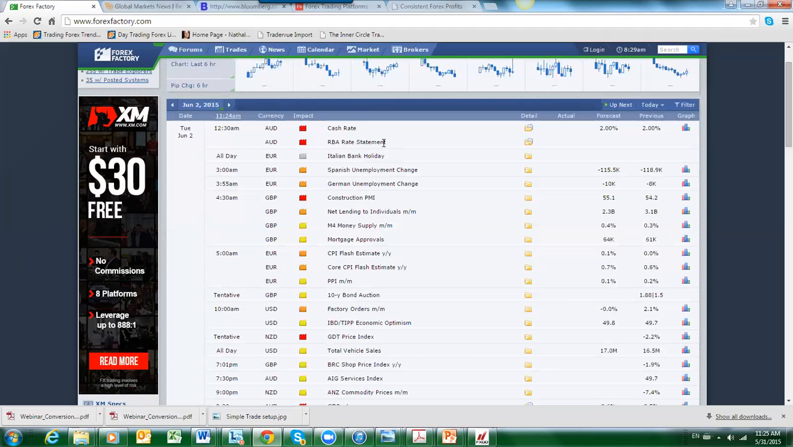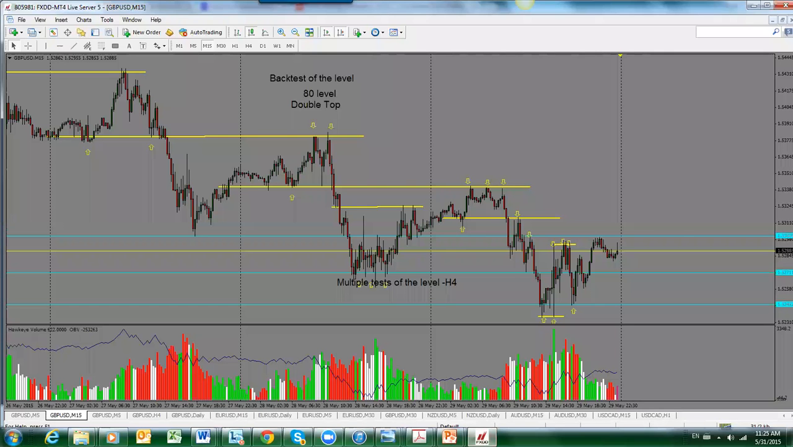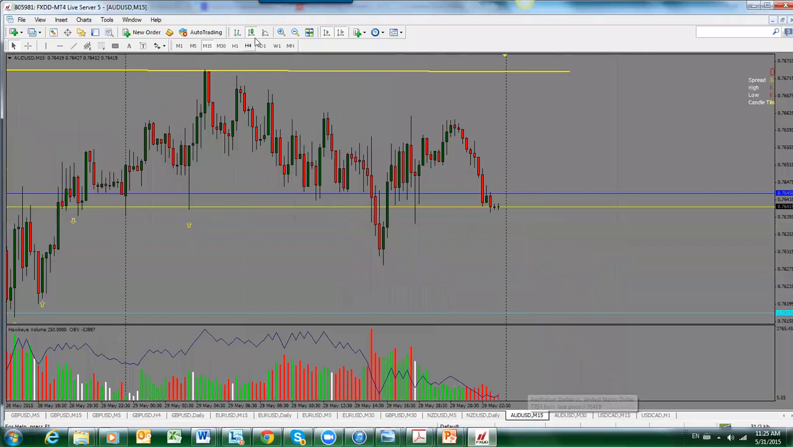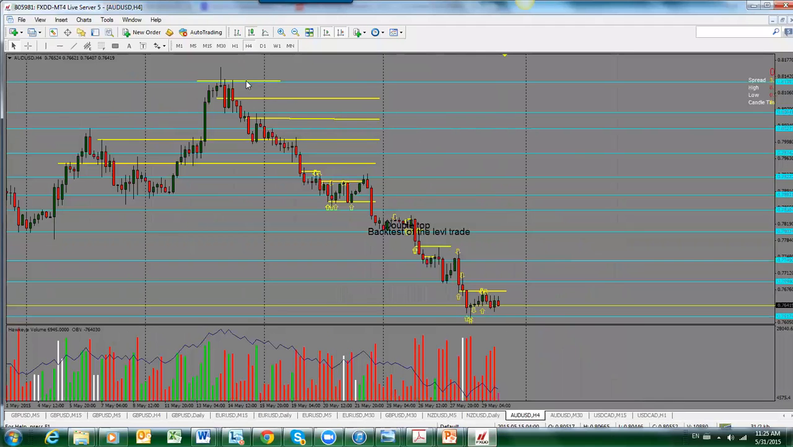So we saw Aussie drop. If you look at the chart here, Aussie chart, see the drop? A lot of it is related to interest rate, because they cut their interest rate, the economy wasn't doing all that good.